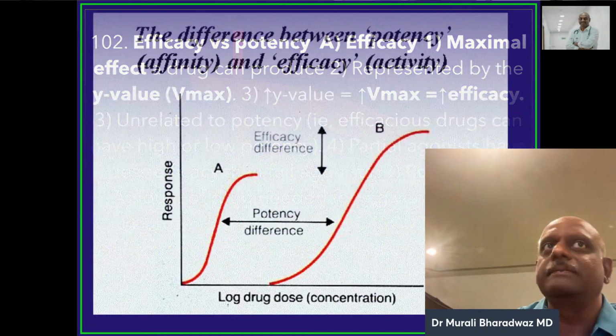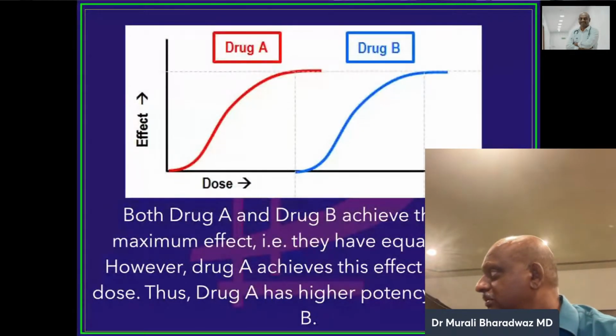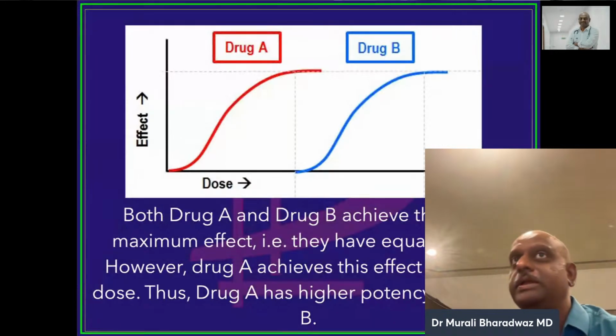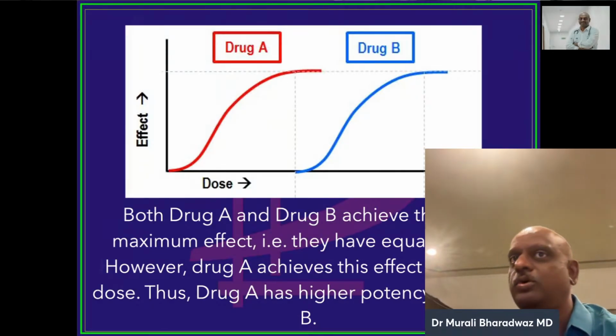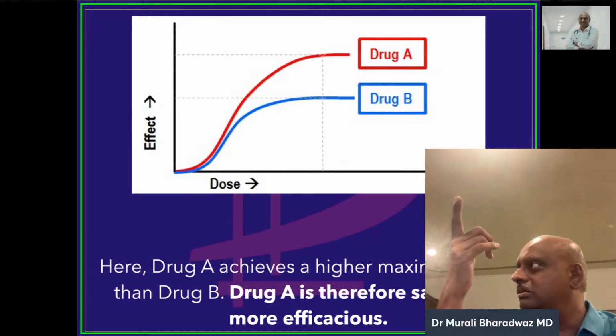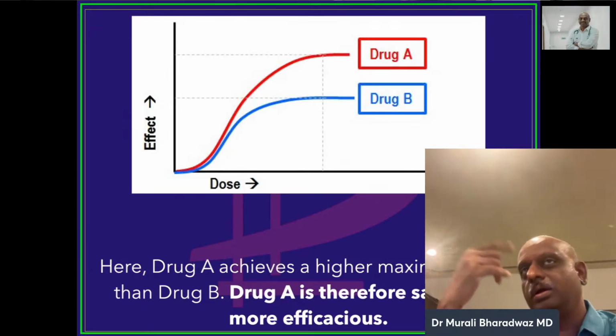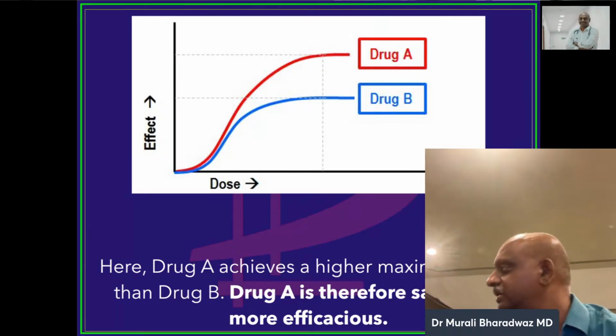Clear, doctor? So a commonly asked question, they give a drug A, drug B. Same level of effect achieved, hence they are both equally efficacious. But drug A achieved it at lower drug concentration, hence more potent. Here, A is more potent and also more efficacious.